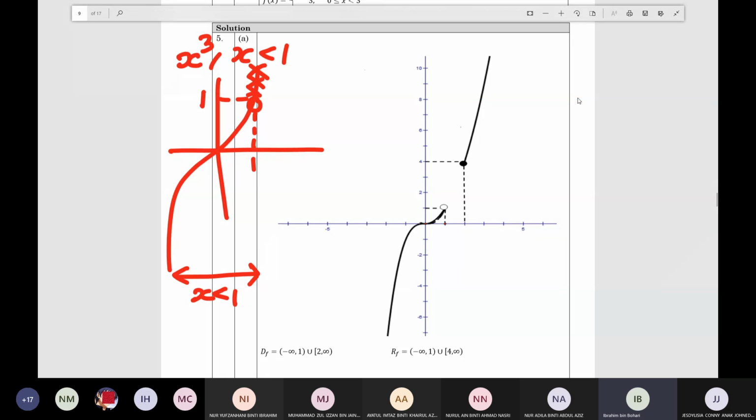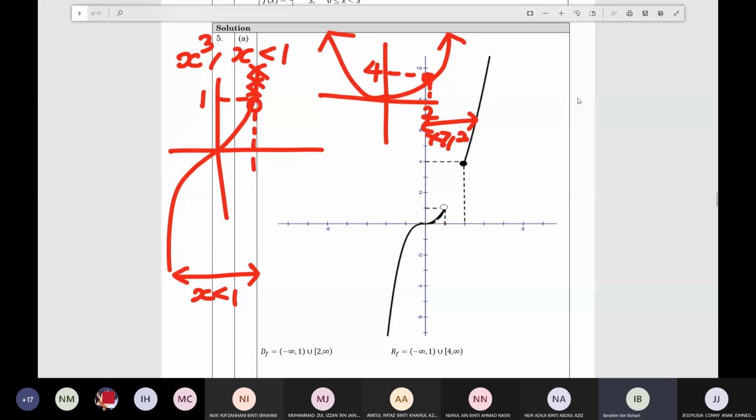And second function, graph of the quadratic function. Here is the graph of the quadratics. Opens up. And domain here greater than or equals 2. Okay, this one 2. And the value of y here equals 4. So nanti you akan dapat ambil sini saja. Ya, greater than or equals to. And this one you all boleh cancelkan.